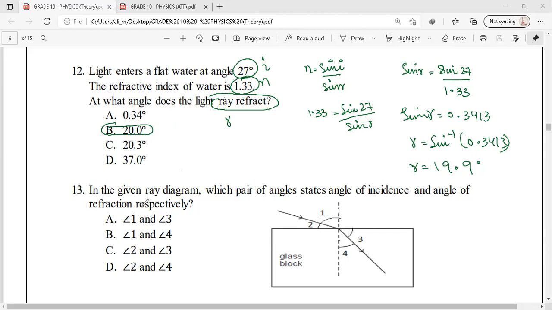In the next question, we have to identify the angle of incidence and angle of refraction. This is the normal line, this is I and this is R. So the angles between IN and RN are the angle of incidence and refraction, that are angle 1 and angle 4. So option B is the right answer.